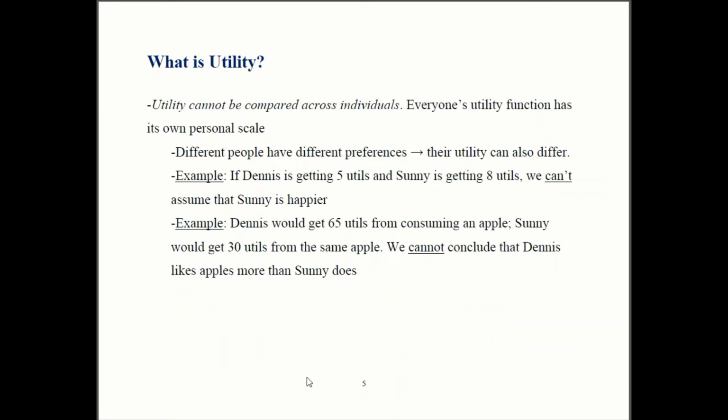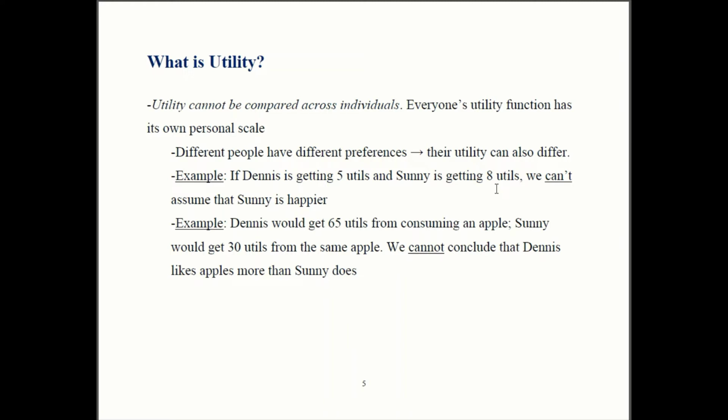So let's be careful here to avoid some misconceptions about utility. One thing to watch out for is that you cannot compare utility across different individuals. Your book says that everyone has their own unique scale for utility, which is a good way of thinking about it. People have different preferences, and that scale can look different for them as well. So if in some situation Dennis is getting 5 units of utility, so 5 utils, and Sunny is getting 8, don't conclude Sunny is happier.